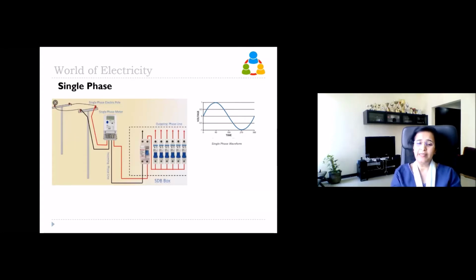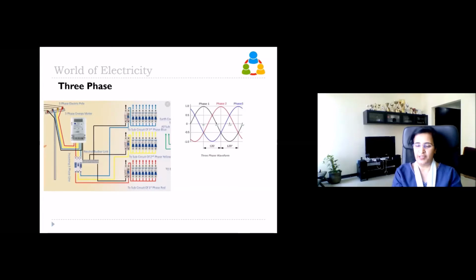Now, what happens in single phase? There is only one sine wave, which is changing, which is getting to our equipment. So single phase means there is only one phase of current and voltage going through that wire.